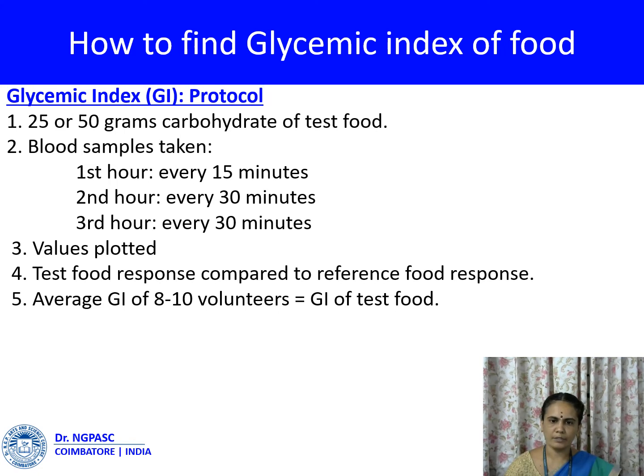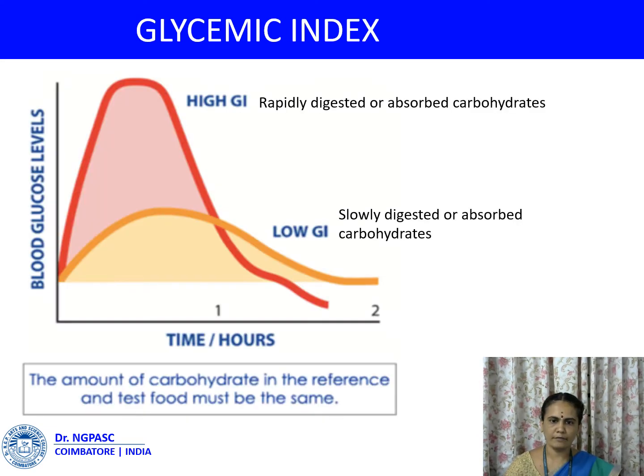All the blood samples will be analyzed and a graph will be plotted based on the values. The graph will be compared between the reference food and the test food. The final calculation is that the average glycemic index of the 8 to 10 volunteers is equal to the glycemic index of the test food. In this graph, the x-axis is time at 1 hour intervals, compared with the blood sugar level.